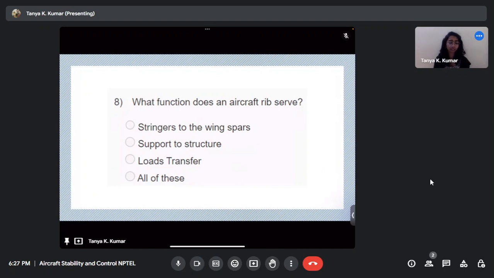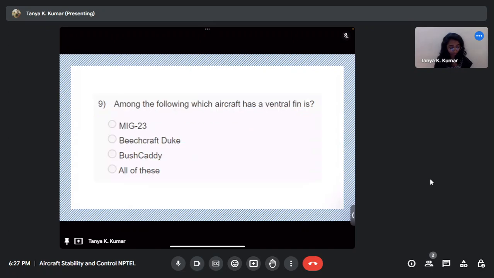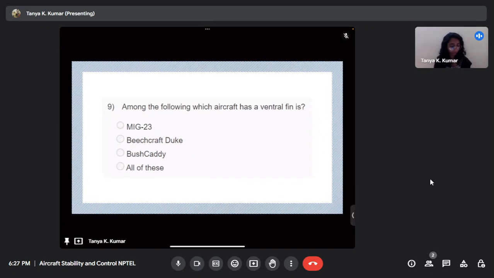They're all of these, right? So they are stringers to the wing spars, they support the structure, they also enable load transfer. So it's all of these. Okay. Among the following, which aircraft has a ventral fin?